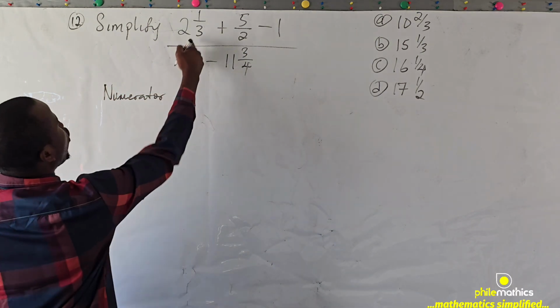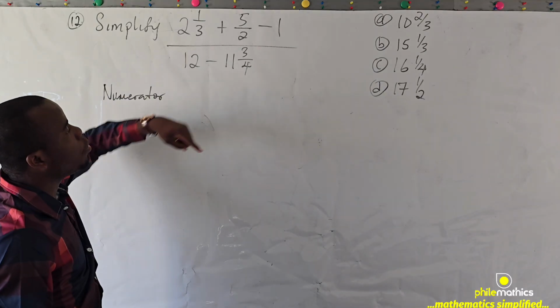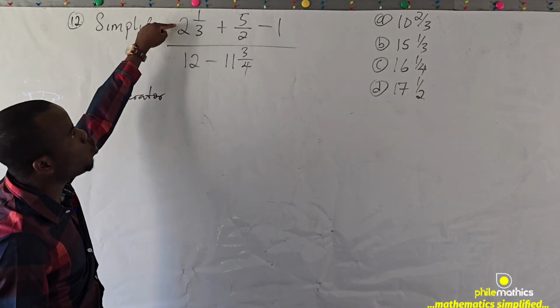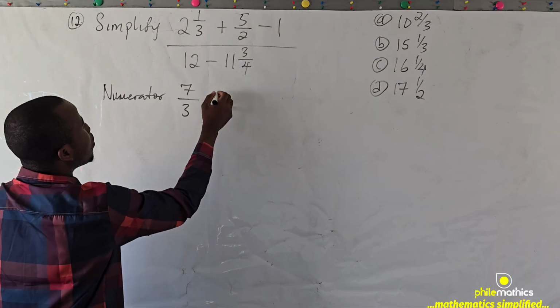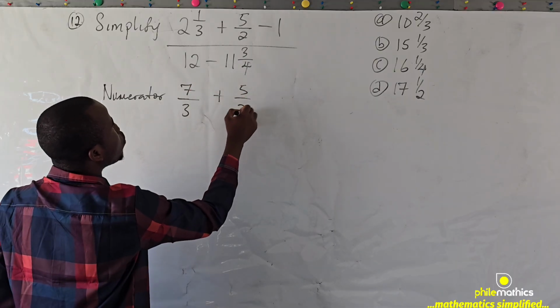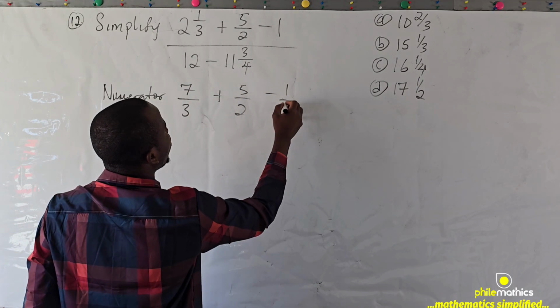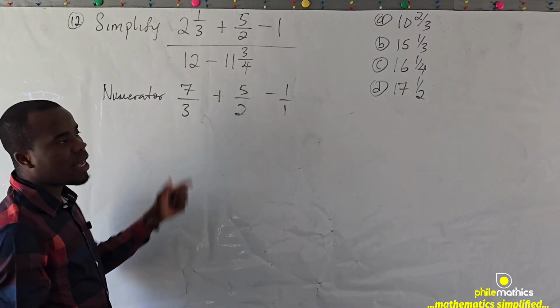if we convert this mixed fraction to improper fraction, it will be 3 times 2, 6, plus 1, 7 over 3, plus 5 over 2, minus 1 over 12. The LCM here is 6.